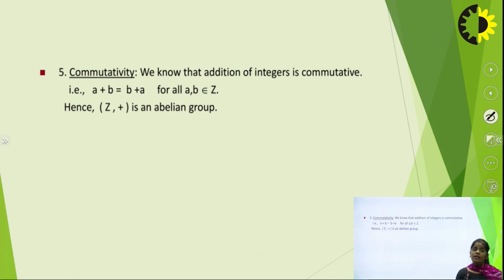Let us check for abelian also. And plus operator is always commutative in nature, as we all know that. Then Z with respect to plus sign forms an abelian group.